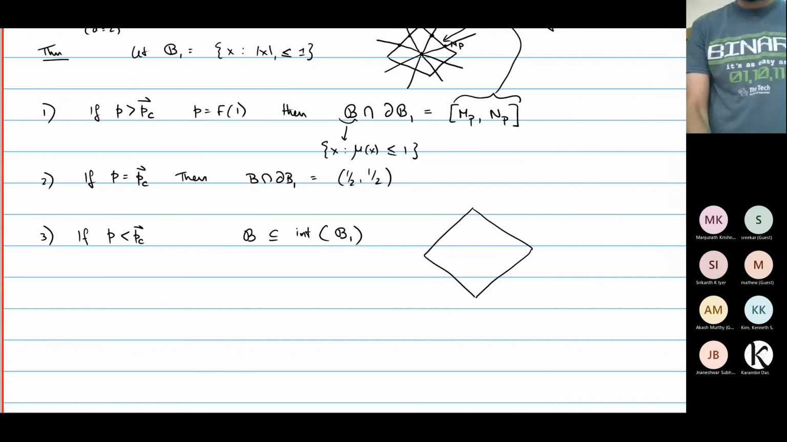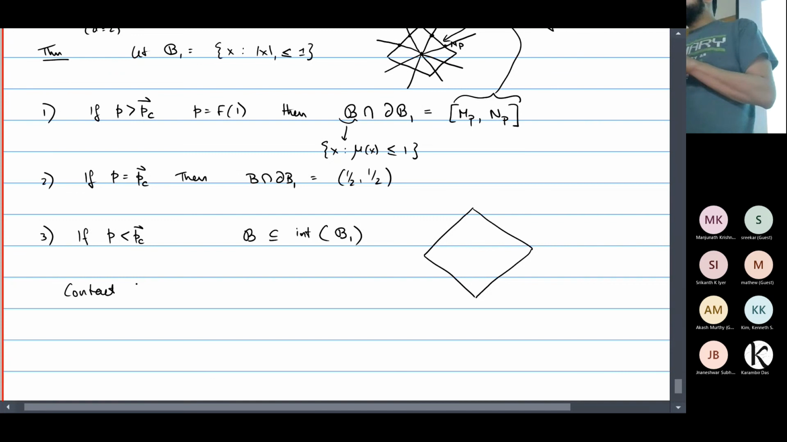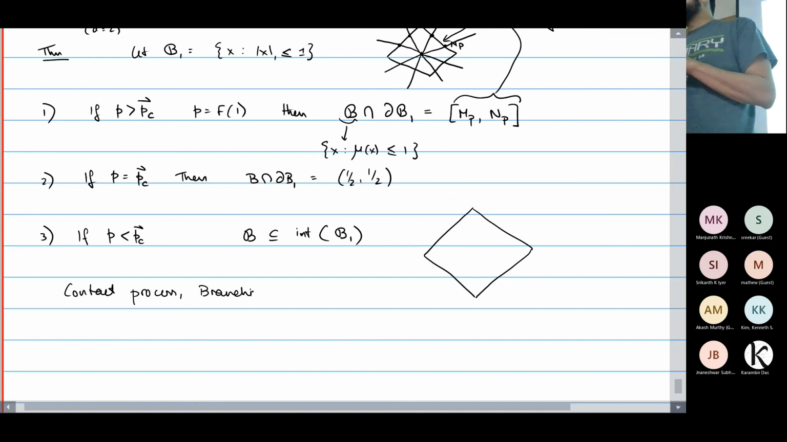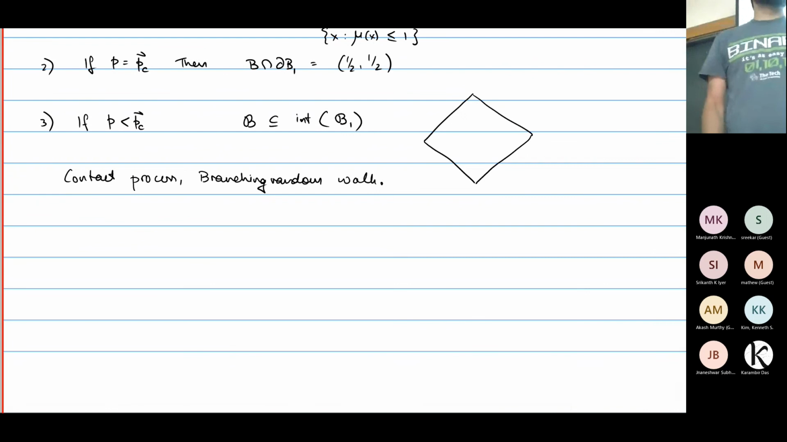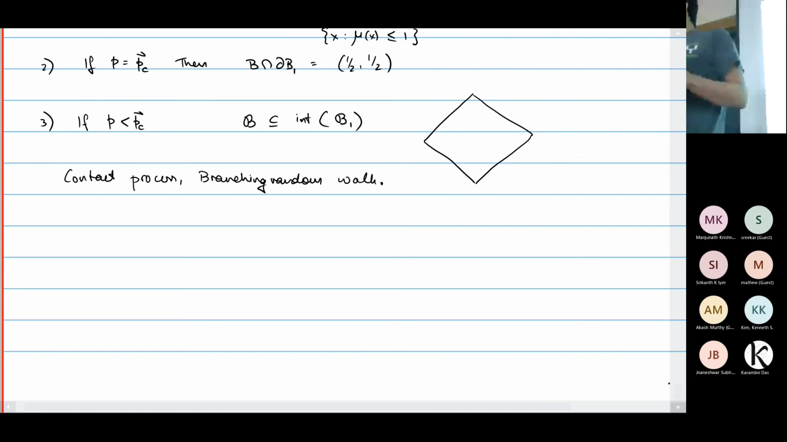Okay, so it's a beautiful theorem. It exploits connections to contact process and branching random walk and so on. It is Durrett and Liggett. A few more things are known about measures in this class.